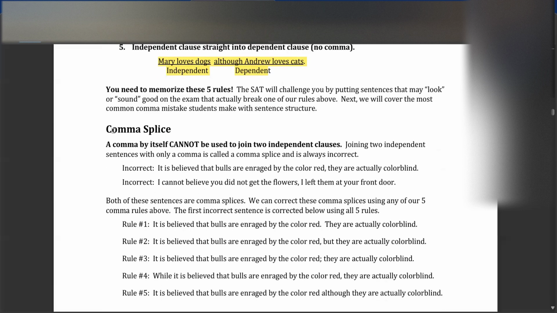So what is a comma splice? When we put a comma between two independent clauses. You cannot put a comma between two complete sentences. Look at this example. It's incorrect, of course. It is believed that bulls are enraged by the color red, comma, they are actually colorblind.